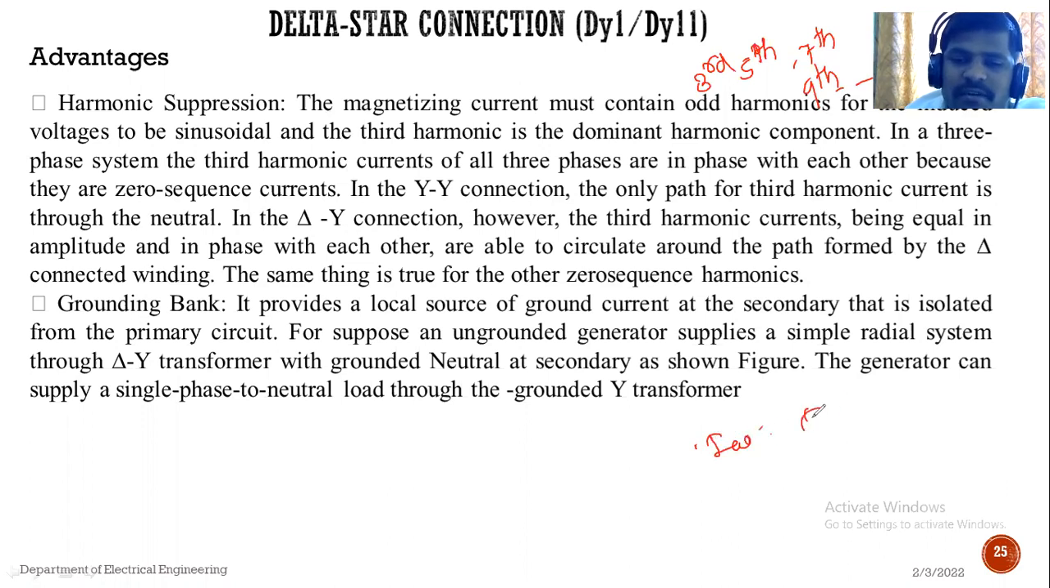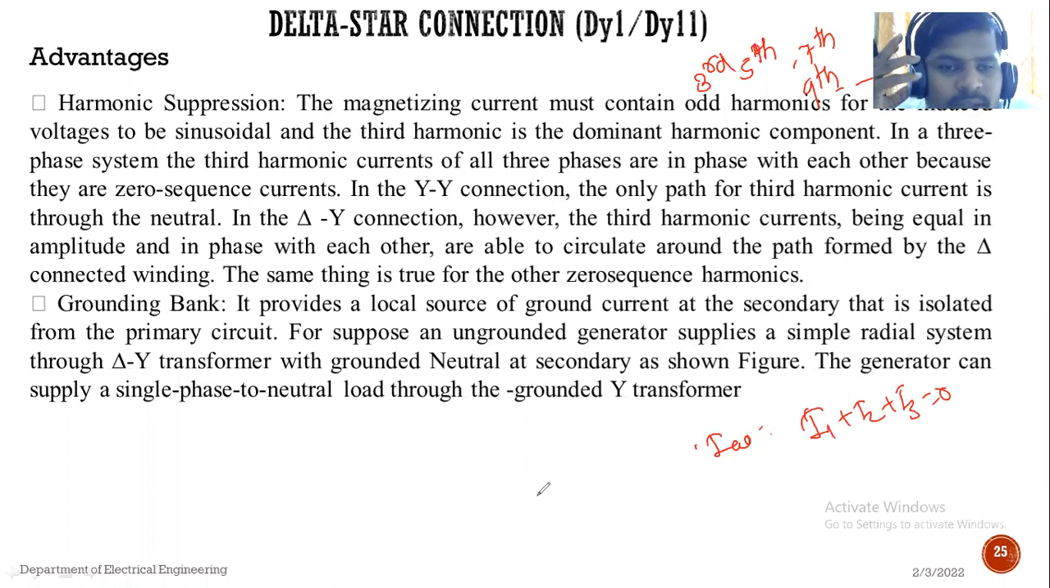It is nothing but the sum of all the currents I1 plus I2 plus I3, which equals 0. Or the total current flowing in each and every phase is equal to 0 according to Kirchhoff's law. Similarly, in the star-star connection, the only path for third harmonic current is through the neutral. Third harmonic current चा path जो काय आहे, it is only through the neutral.